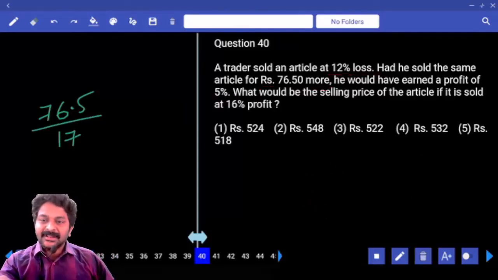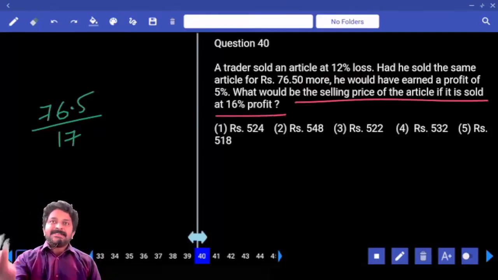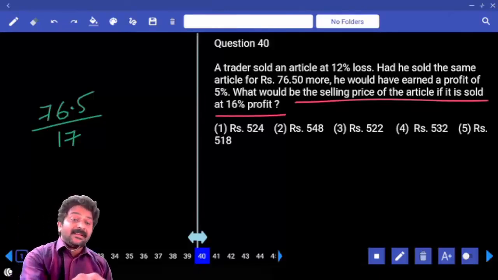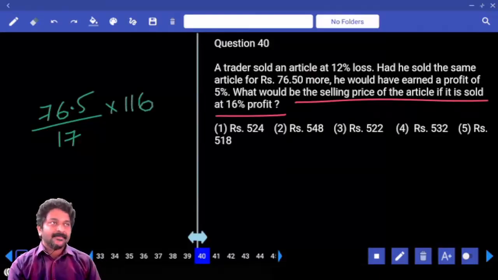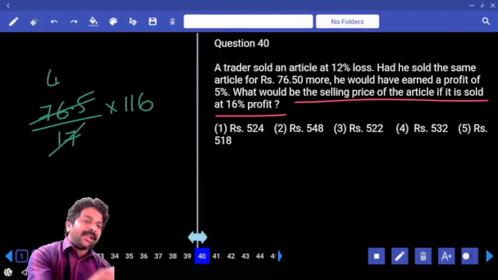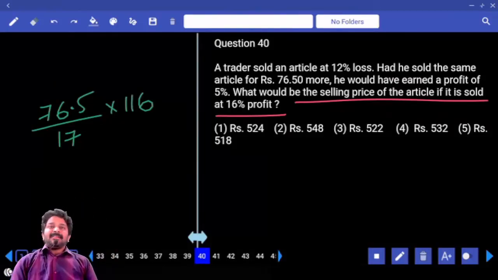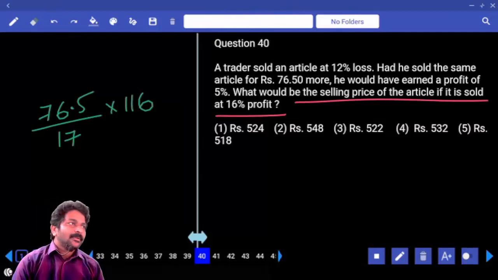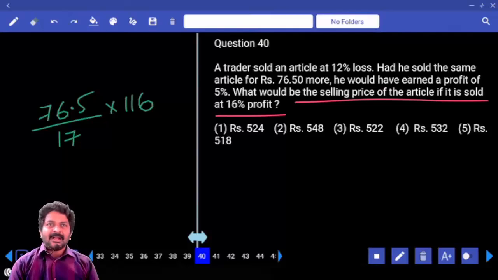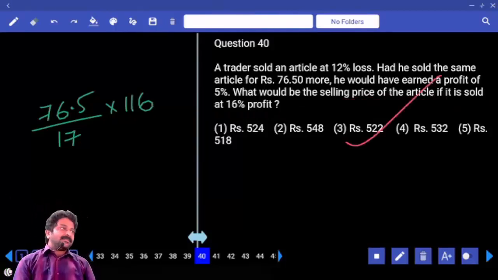Now let's see the question. What would be the selling price of the article if it is sold at 16% profit? When you are getting 16% profit, at what price do you need to sell? 116%. 100% is the cost price. When you are getting 16% profit, it has to be 116%. 17 times 4. Actually, I don't even need this. The denominator 17 is a prime number. Did the 17 multiple come easily? Did it come or not? Come on, it is a 17 multiple. The answer is the third option, final answer.